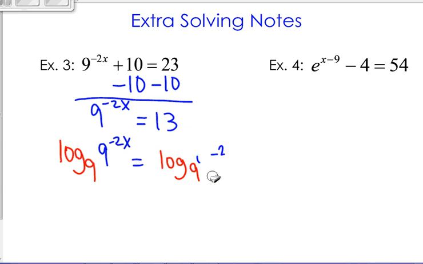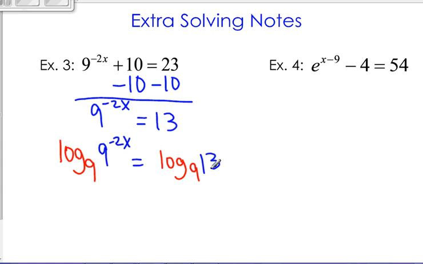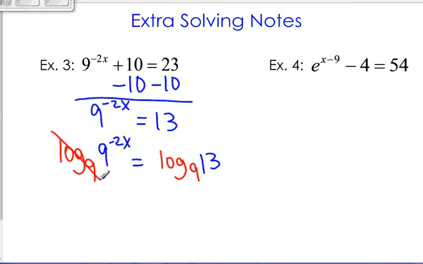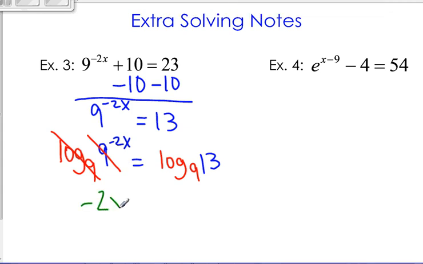There's a 13 over there. Okay, now on the left side, the inverses will cancel each other out. So the log base 9 and the 9 of the exponential will cancel each other out, and we're left with what is in the power there, which is negative 2x. On the right, we cannot cancel because 13 is not the same base as 9, so we're just going to have log base 9 of 13.